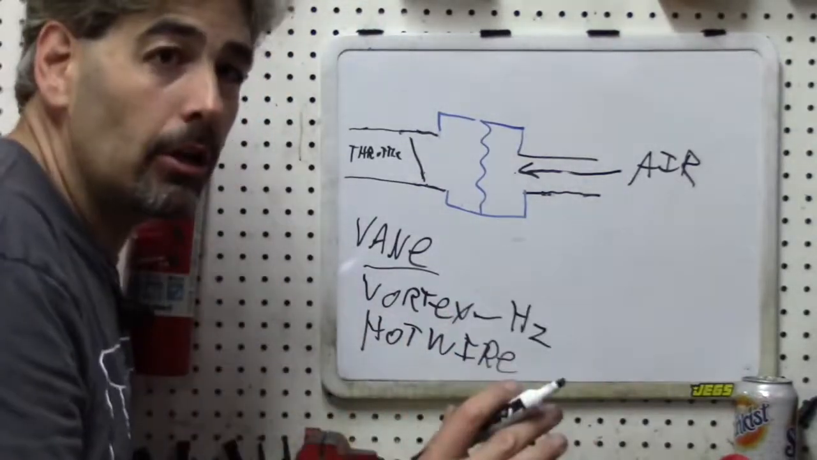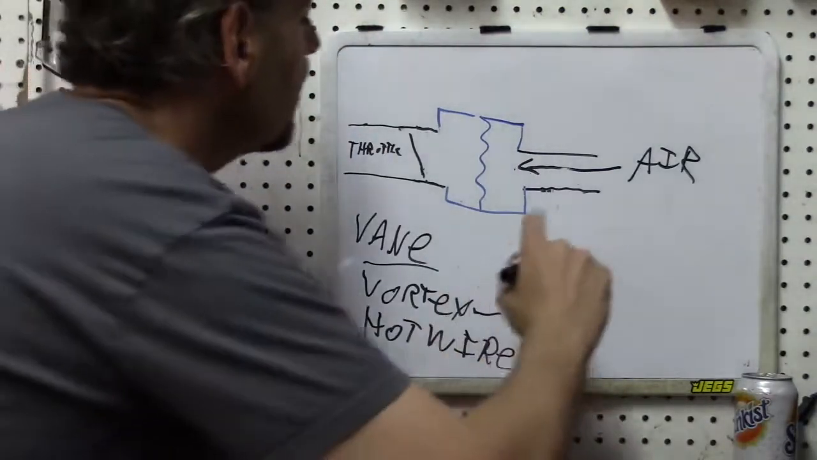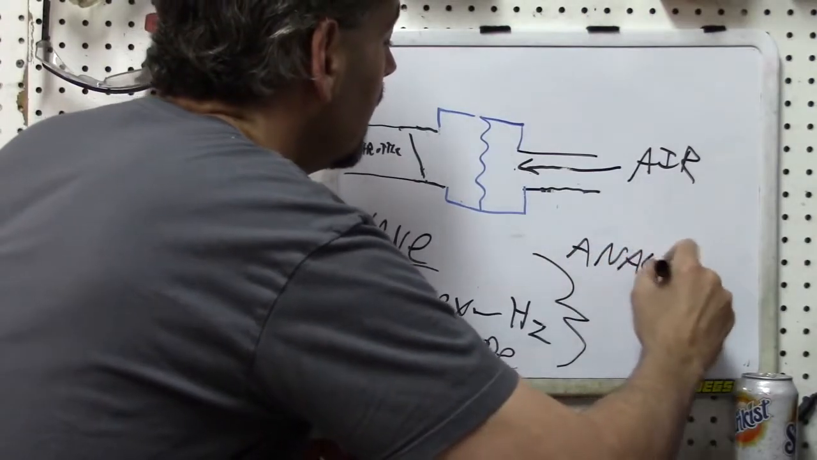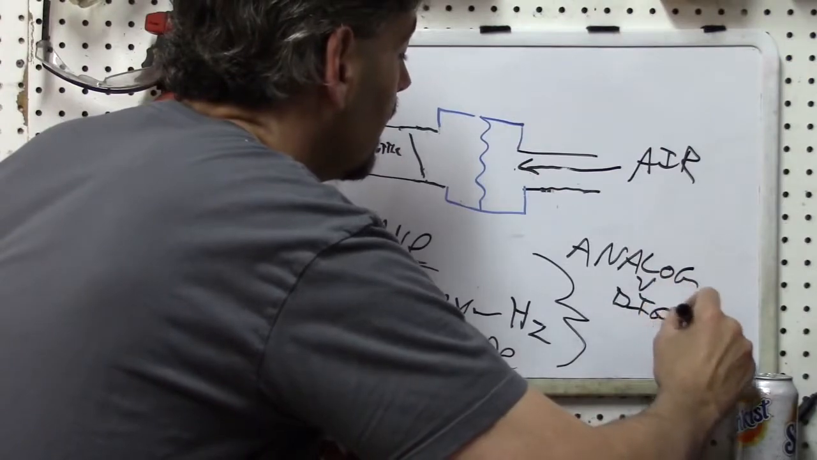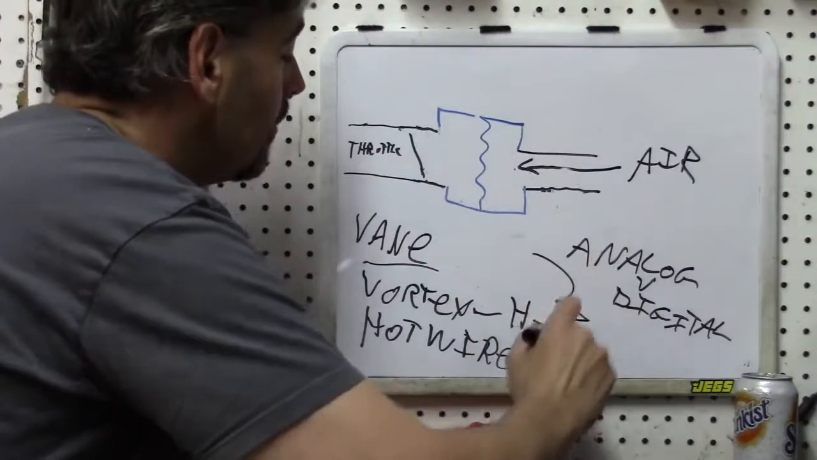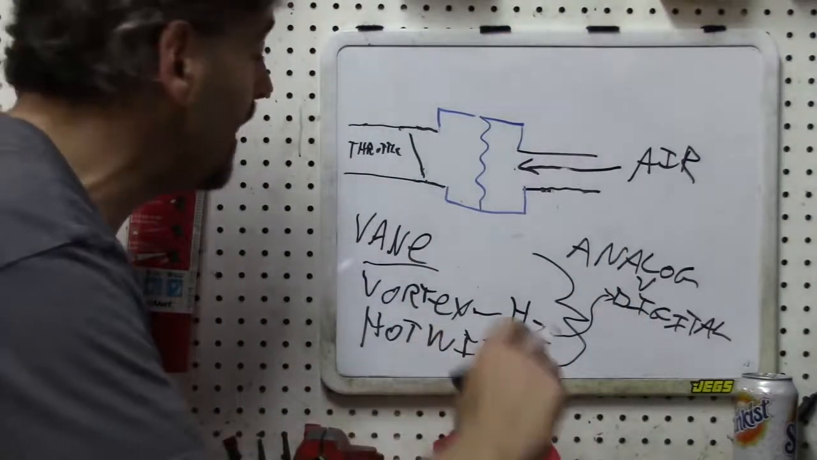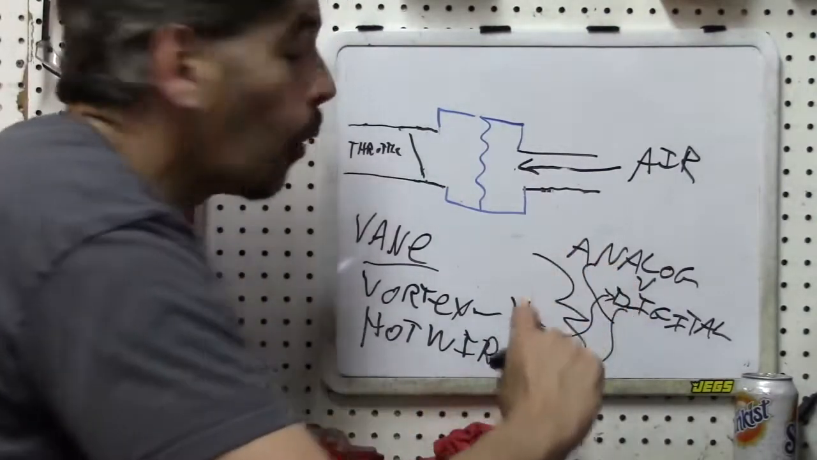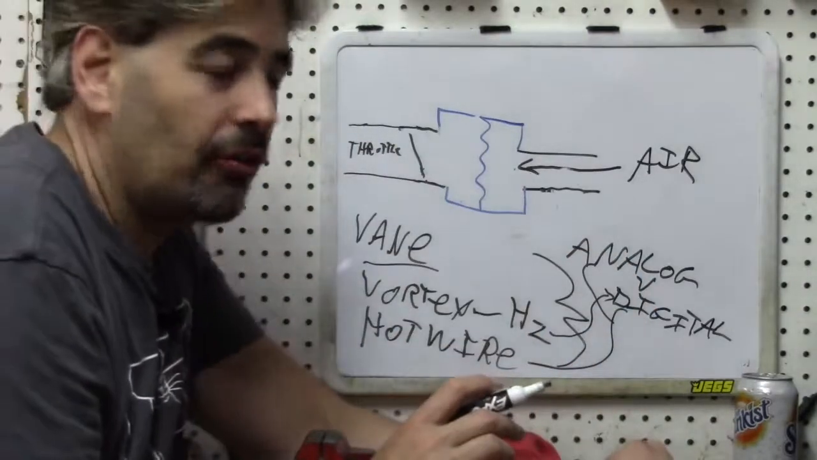But it doesn't matter, because whichever one of these methods you use, you will either be getting an analog or a digital signal from them. And a digital signal is going to be measured in frequency. The vortex sensor will be a digital signal. The hot wire can be one or the other. Some hot wires are analog, some are digital. Obviously, you can see we got an issue here.